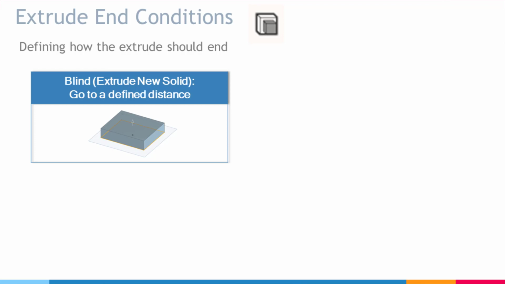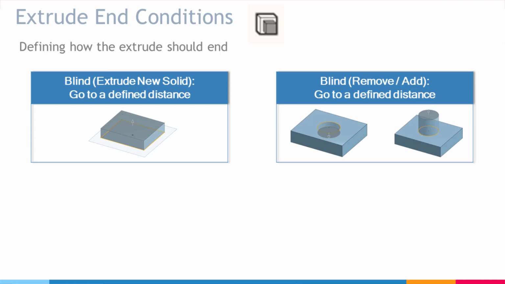Now, with extrusion, instead of just building a new solid, you can also use it to remove or add material to your existing solid. So both times you would select blind. Here you would select a new solid, and to remove material, you would select remove, or to add material, you would select add. But again, you are removing material from an existing solid or adding to it, and you are specifying a defined distance. So you are controlling what distance to extrude to.